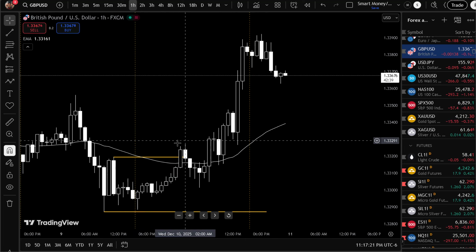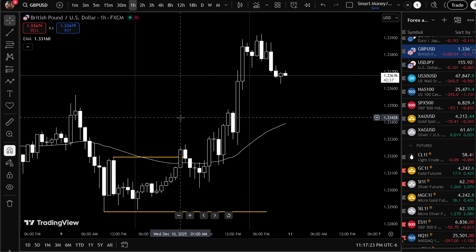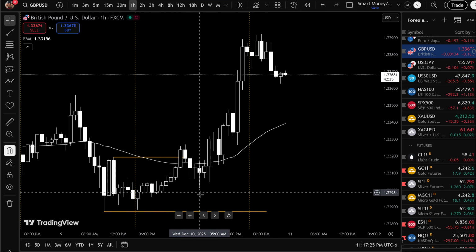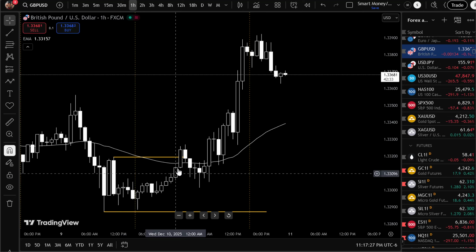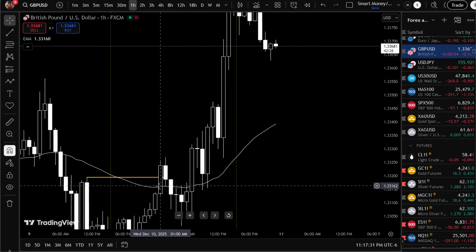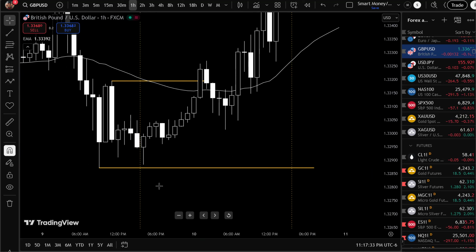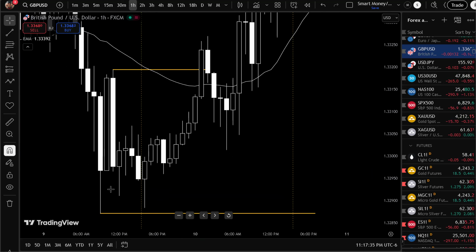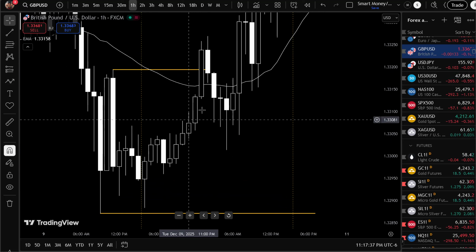We got indication right here. Bullish indication. What happened next? Price came down. Look, the internal liquidity. Y'all see this fair value gap right here? Let me make it big. We got a fair value gap right here. So it came down, and it definitely filled it in.